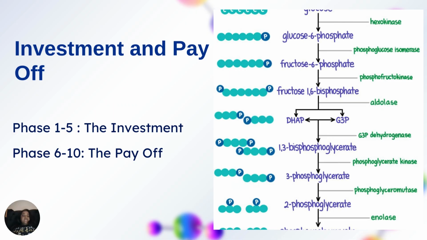Before we continue with the next phase, steps 6 to 10, let's have a mini checkpoint. This is where you get to take a pause and you can go back into the lesson and figure out what you have missed. So for a mini checkpoint question, what step do you think locks glucose inside the cell and commits it to glycolysis?